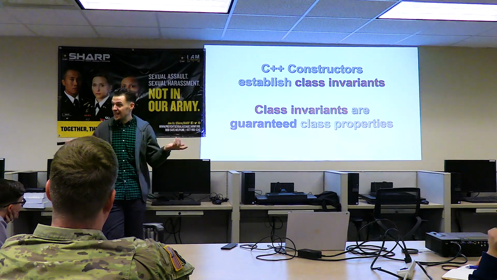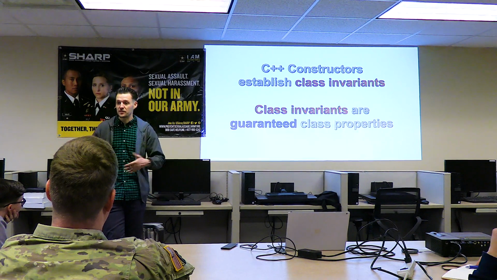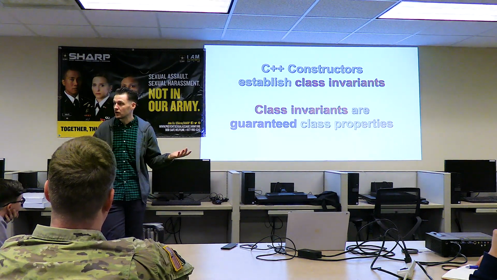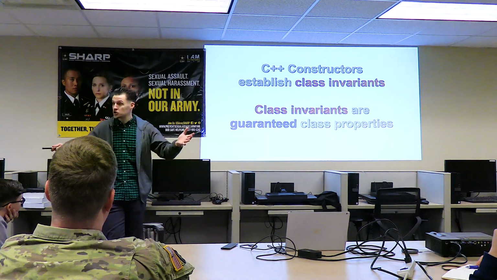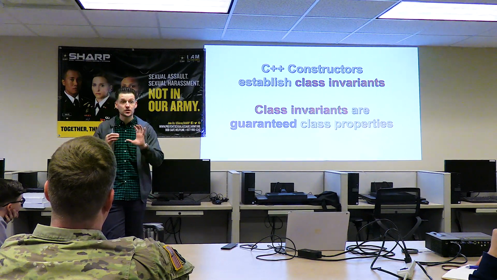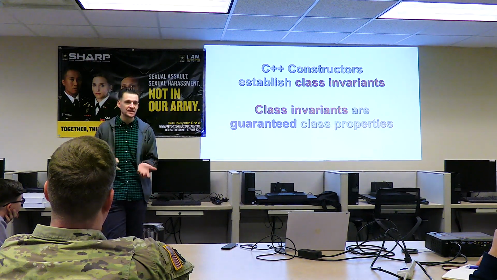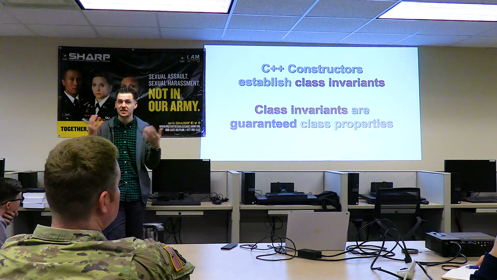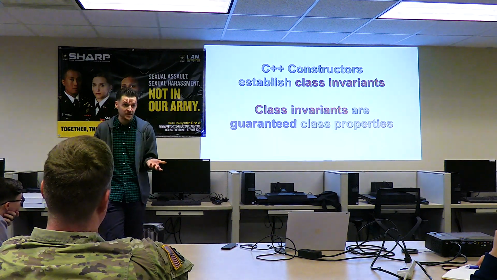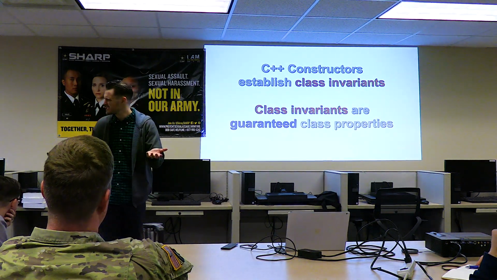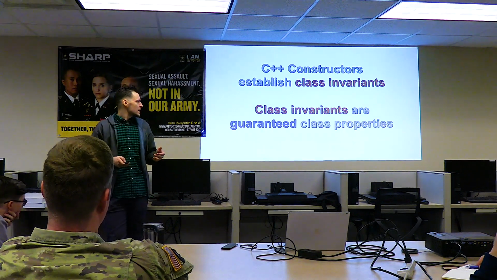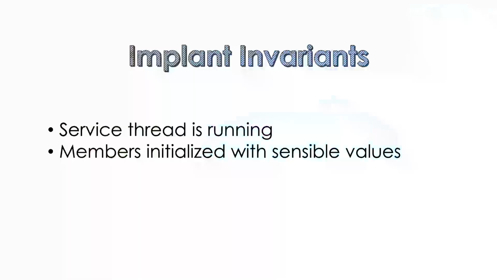So that could be a class invariant. That's something that you want to enforce, that for the lifetime of your object, this thing is always true, right? And so constructors establish those things for you so that you don't have to constantly be doing error checking whenever you're interacting with the class. Does that make sense? And they're just guaranteed class properties.